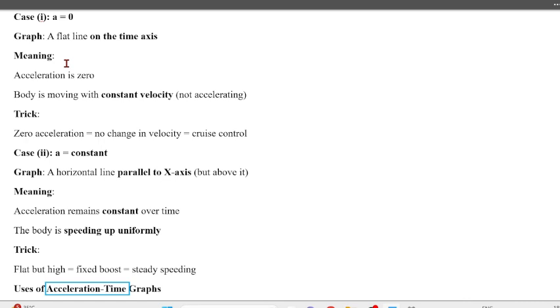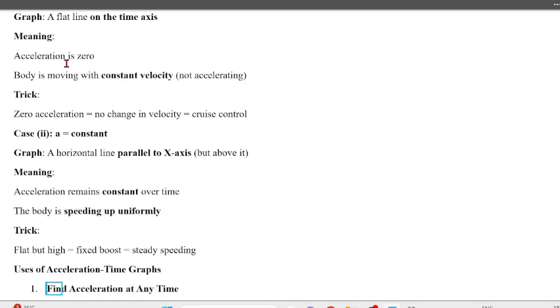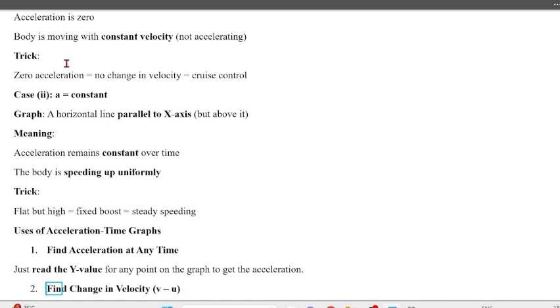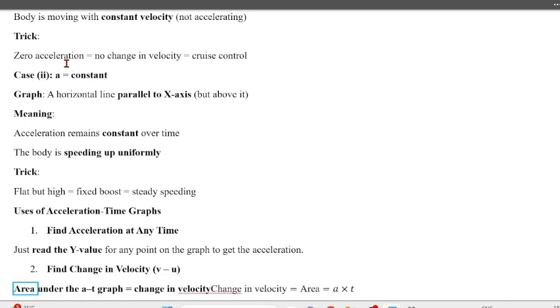Uses of acceleration-time graphs. List 1: find acceleration at any time. Just read the y value for any point on the graph to get the acceleration. List 2: find change in velocity, v minus u. The area under the a-t graph is equal to change in velocity.